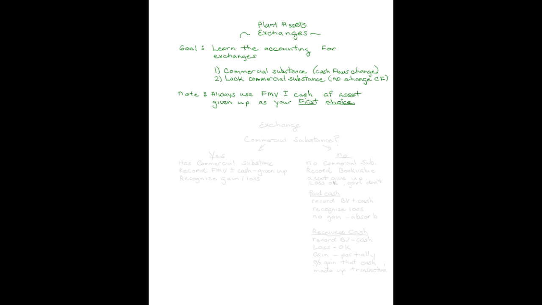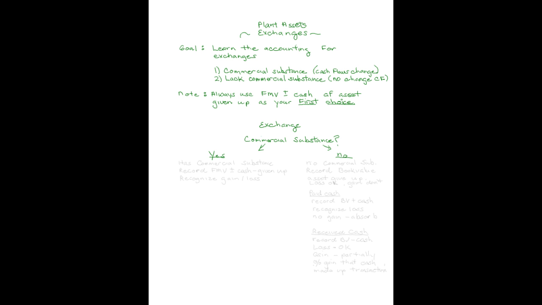First thing I want to do is graph it out a little bit, commercial versus non-commercial. So, we're into an exchange where we've given up one asset for another, and we're looking at, does it have commercial substance? Will cash flows change? If the answer is yes, we do one kind of accounting, and if the answer is no, we do another type of accounting. So let's start there.